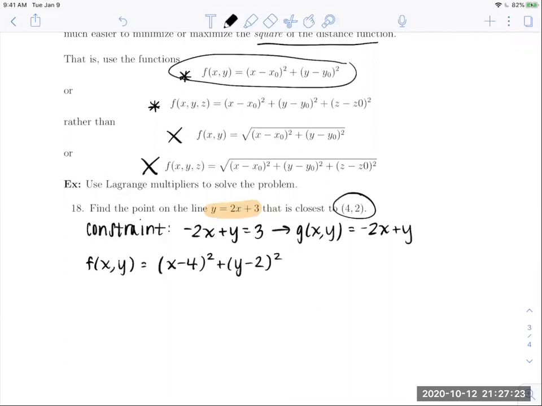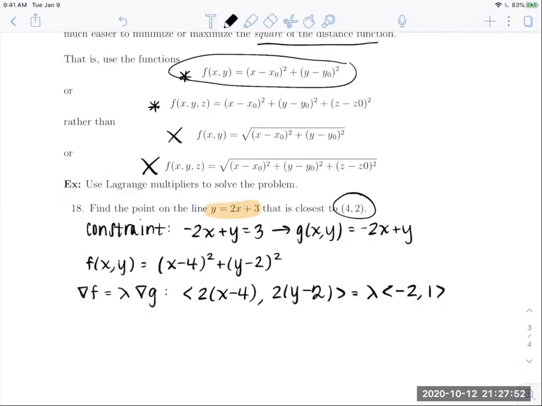So now we're ready to set up our equations. Gradient of f equals lambda times gradient of g. So the gradient of f is 2 times (x minus 4). The chain rule would kick out a 1, so I won't even write it. And 2 times (y minus 2). So there's our gradient of f. And that equals lambda times the gradient of g, which is (negative 2, 1).